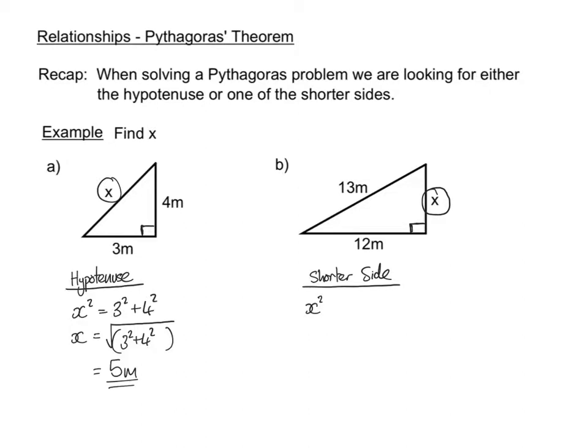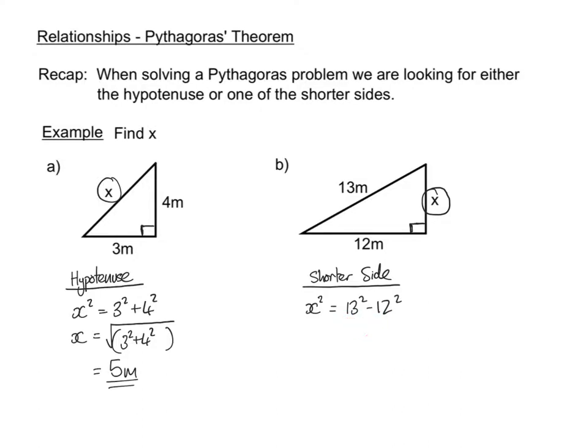The only difference is with the shorter side question, x squared equals 13 squared take away 12 squared. The basic difference between the starting point for a hypotenuse question and a shorter side question is that hypotenuse will always have a plus in the middle and shorter side will have a take away in the middle. Other than that, it's pretty much the same. The only thing you need to be aware of is that with the shorter side, if you are subtracting, we do need to have the larger of the two numbers first. So it wouldn't be okay to put 12 squared take away 13 squared. It has to be 13 squared take away 12 squared.